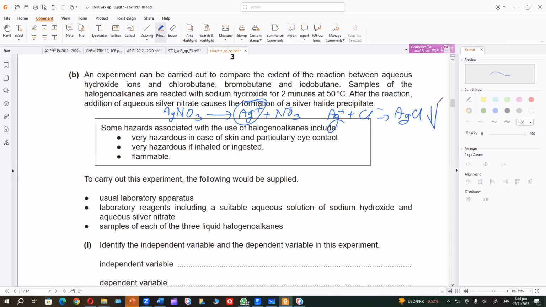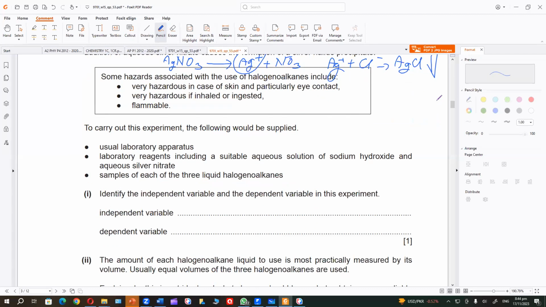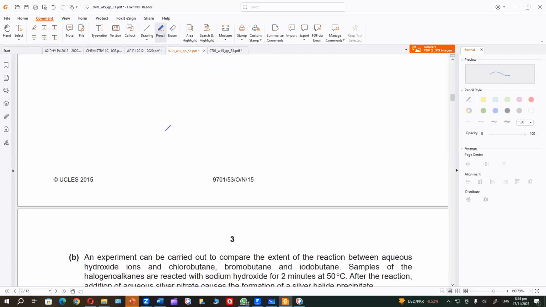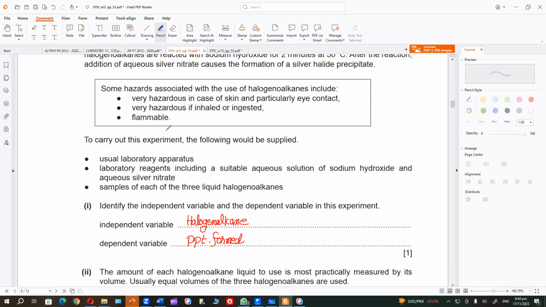Now, obviously, when bromine is there, it will form silver bromide. But bromine is a heavier element than chlorine, so the silver bromide PPT will be more in amount. Iodine will form silver iodide, which is then even more in amount. So we have two variables. One, we will consider the halogenoalkane, what halogenoalkane we are using. And second is the amount of PPT.